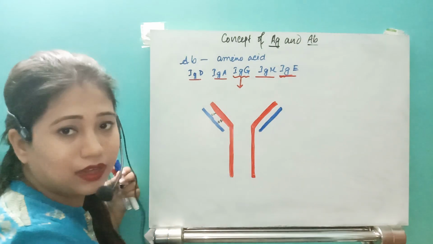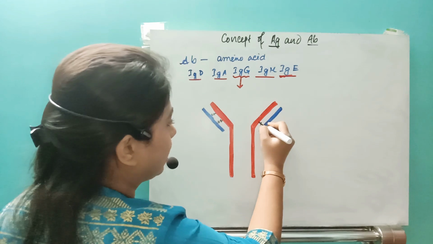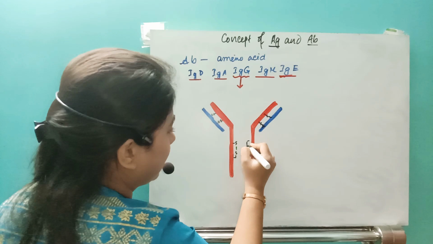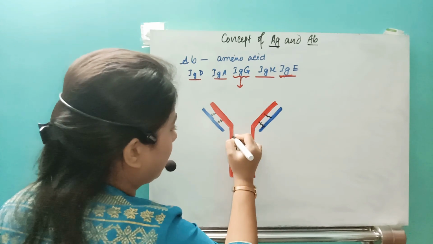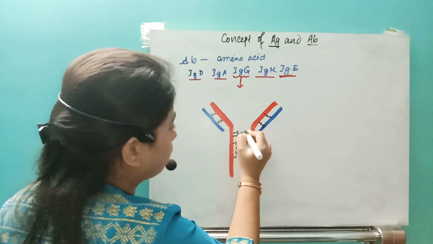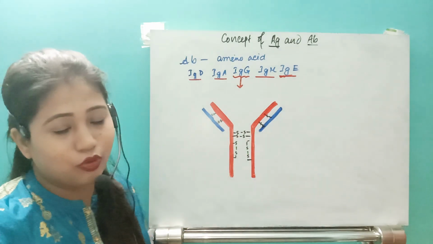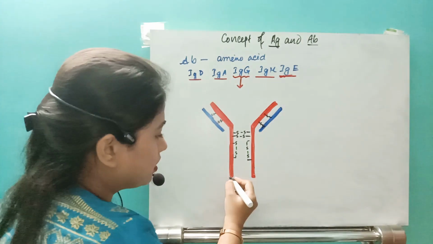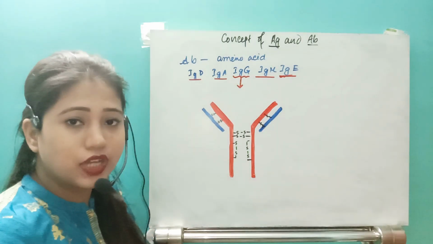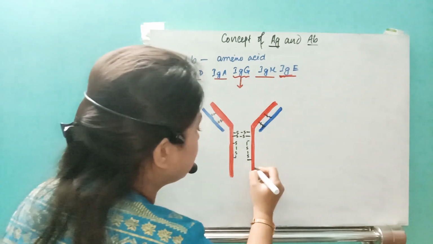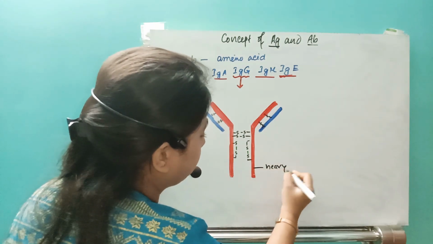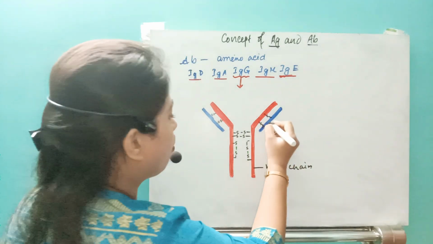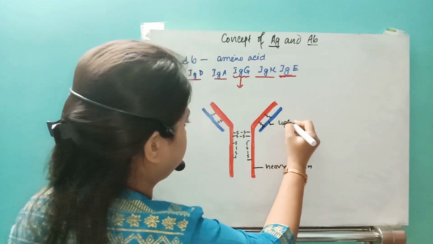They will have a disulfide bond, and because of that we will get an antibody structure. This way they will get attached to each other. So this way we will get the structure of the antibody. The antibody will have 4 chains. 2 of them, these red color chains, are the longer chains. We can also call this chain the heavy chain. And the shorter chains are known as the light chains.